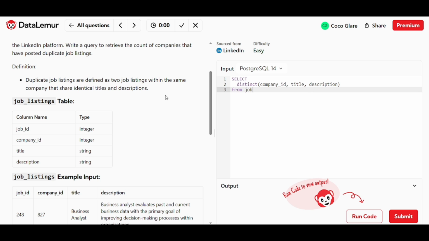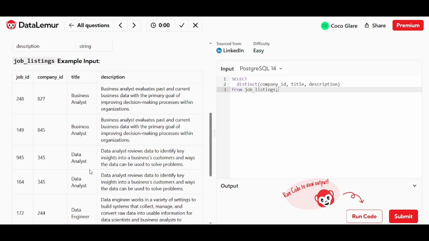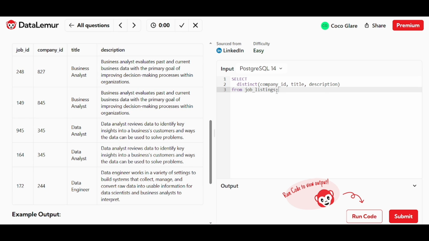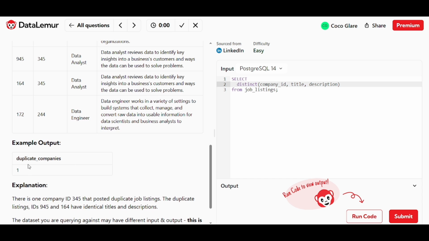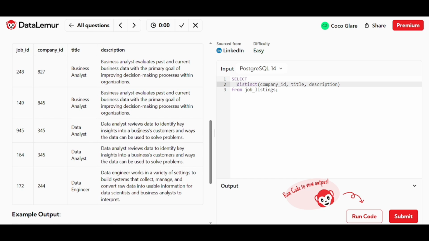From the table named job_listings, this is to find the distinct ones. So what we have to find out is the count of the duplicated companies. So the total minus the distinct ones would give us the duplicate entries.